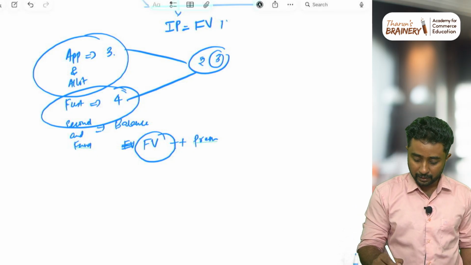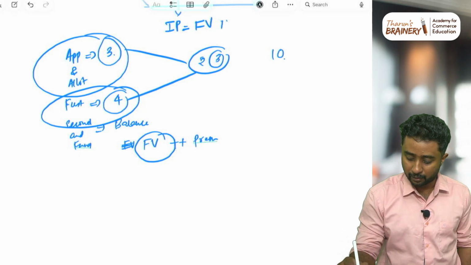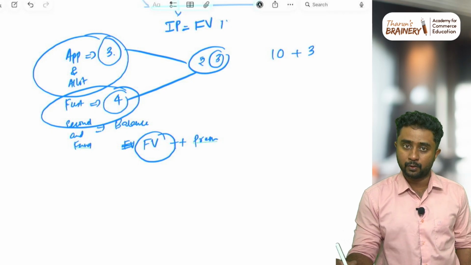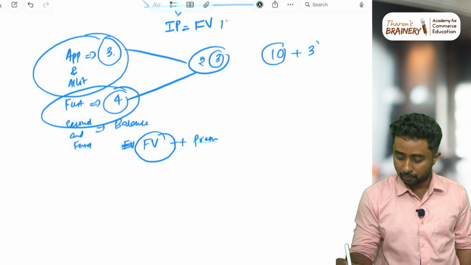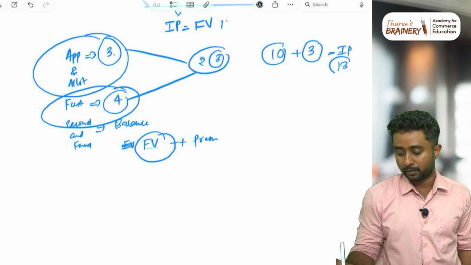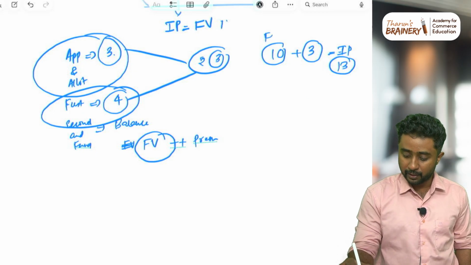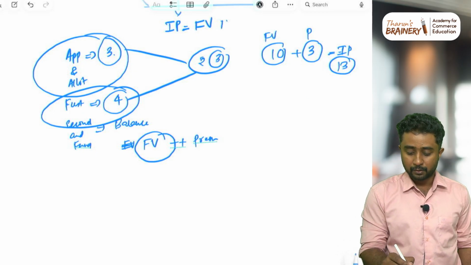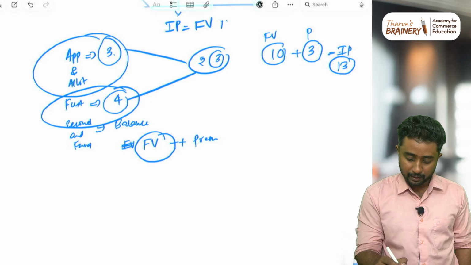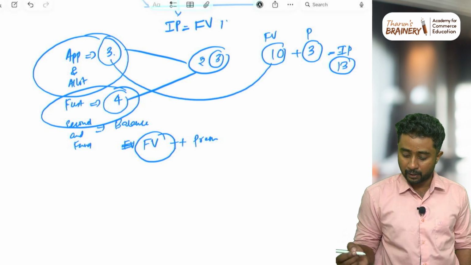That means this 4 and this 3 belong to the total face value of 10 rupees, because the total issue price can be split into 2 parts: total face value plus total premium, which gives us the total issue price. Total issue price is how much? 13 rupees. That means this 13 is split into 2 parts: face value part and premium part. So the face value part is 10, and the application and allotment 3 rupees given there is part of the face value part only.